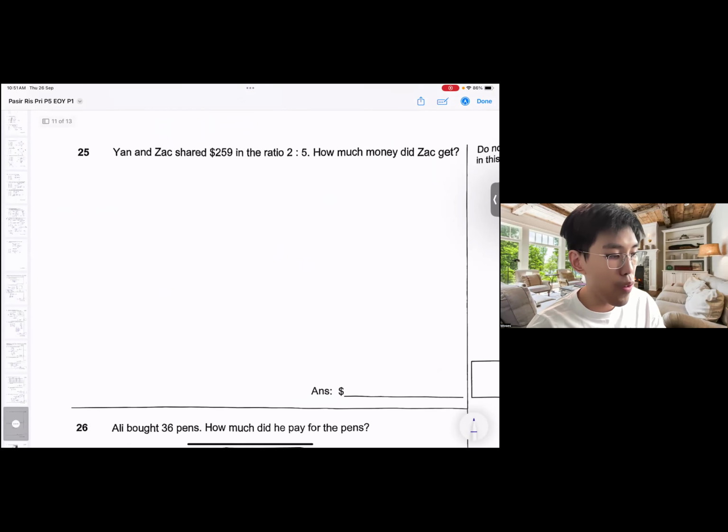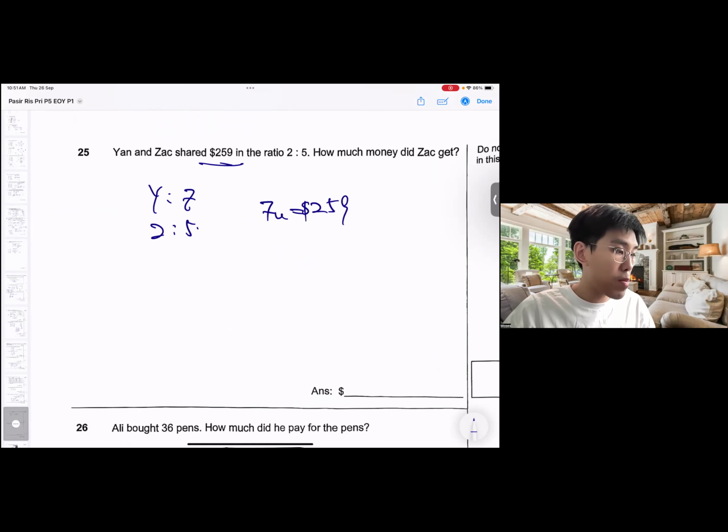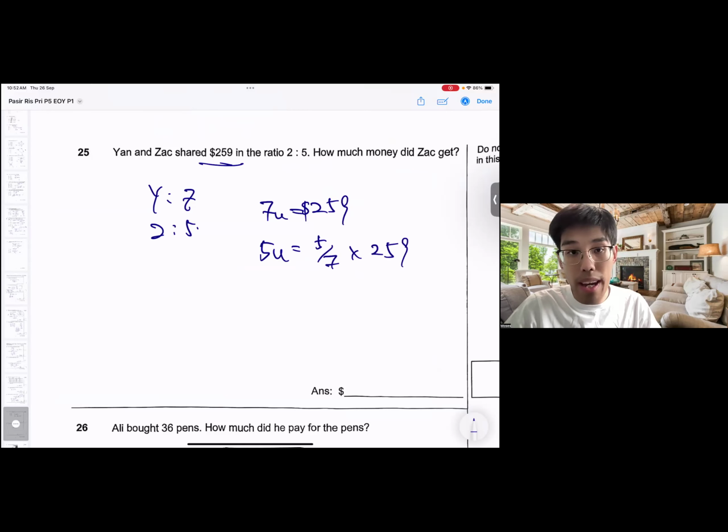Yen and Z shared 259 in the ratio of 2 to 5. How much money did Z get? Because they shared this amount, that means 7 units equals 259. How much money did Z get? Z gets 5 units. Once again, I'm looking for my L method. So you see, the L method is used everywhere. The working step is still the same, it's just that how we present it is much more efficient.